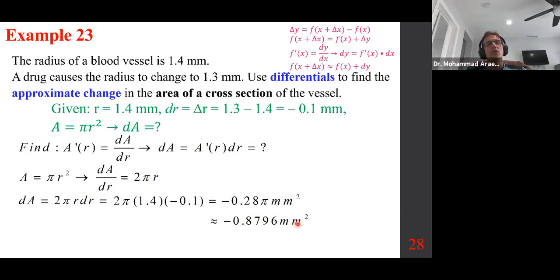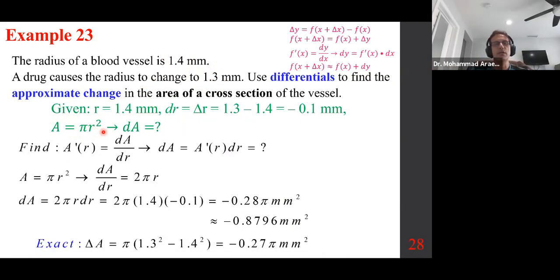But we can also find the exact change. Instead of dA, we can find delta A. What is the change in area? We find the area, here's the formula, with a radius of 1.4, and then with radius of 1.3. Their difference is the exact change. And of course, area with 1.3 comes first because we want to see the change, which becomes negative.